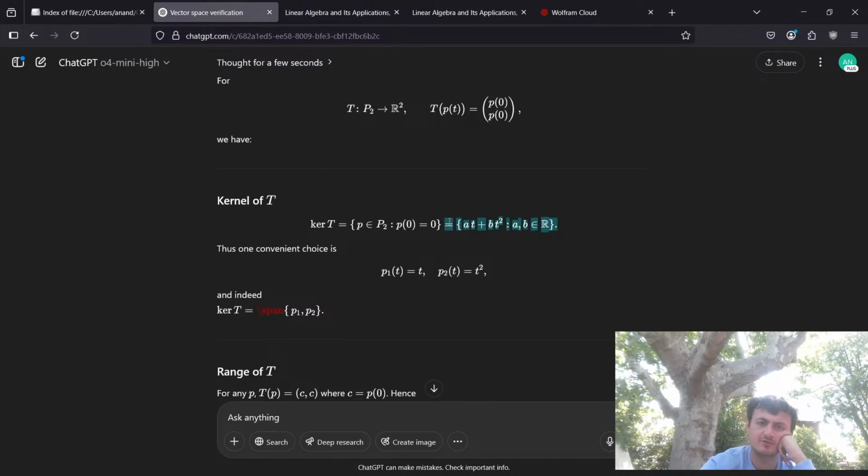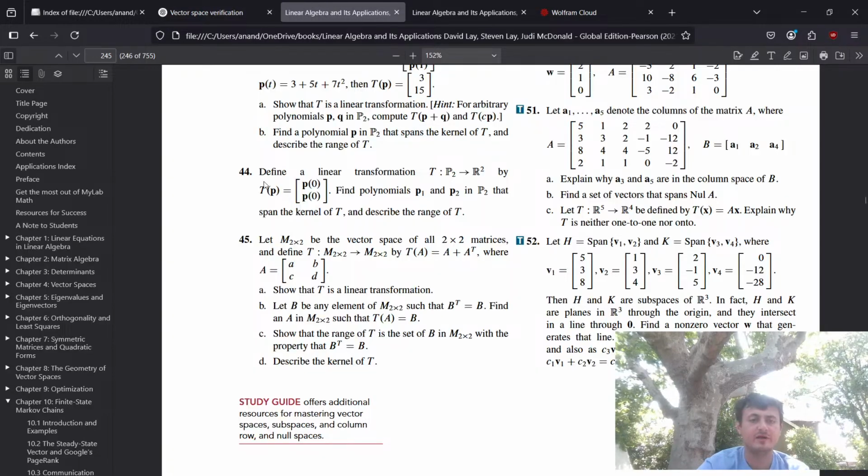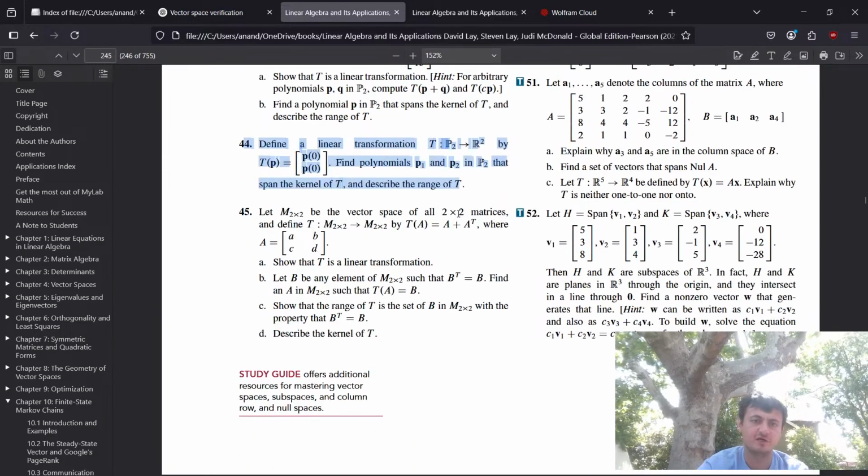Okay, cool. This is exactly what I wrote down. I don't really understand. Nice. Okay, that's what I got. One-dimensional diagonal subspace. That's a good problem. I really like this one, 44. 43 and 44. Because they're starting to get you out of your mind of just thinking about the boring vector spaces kind of.